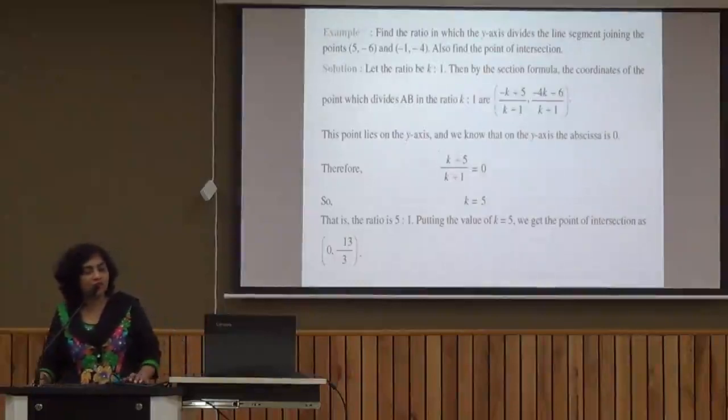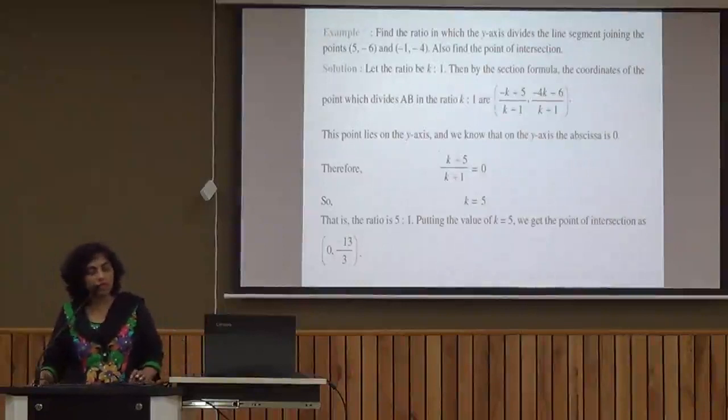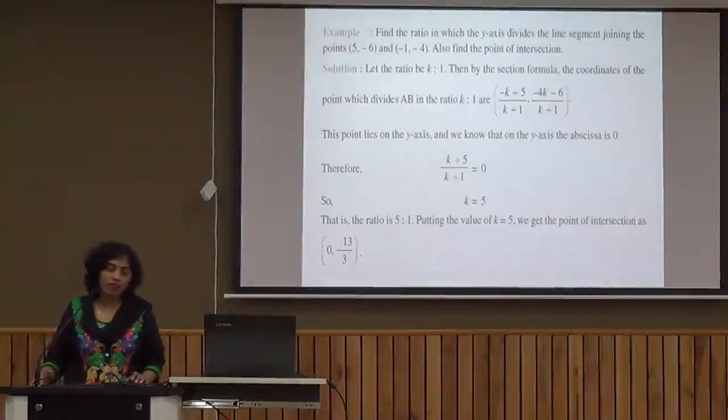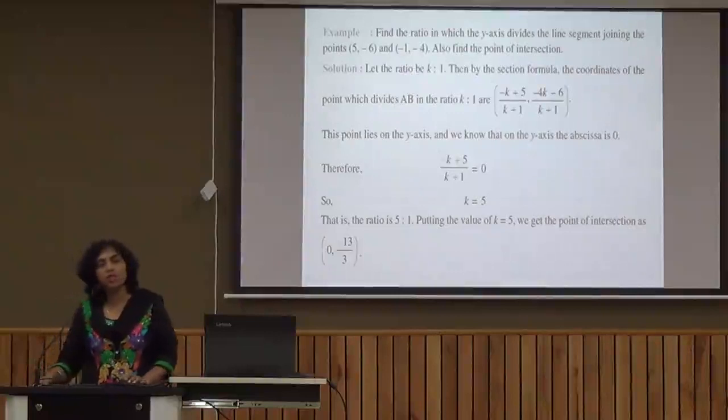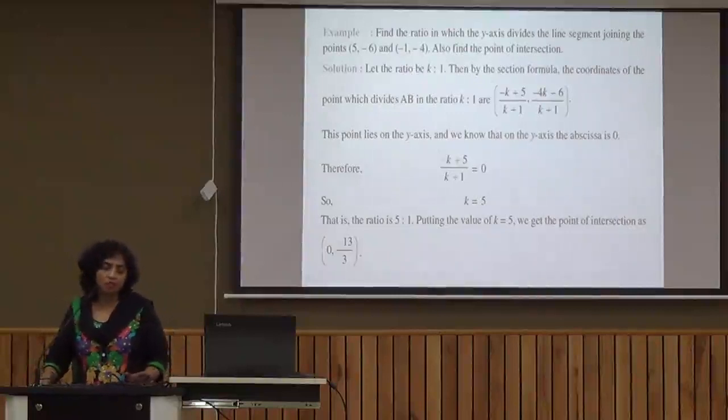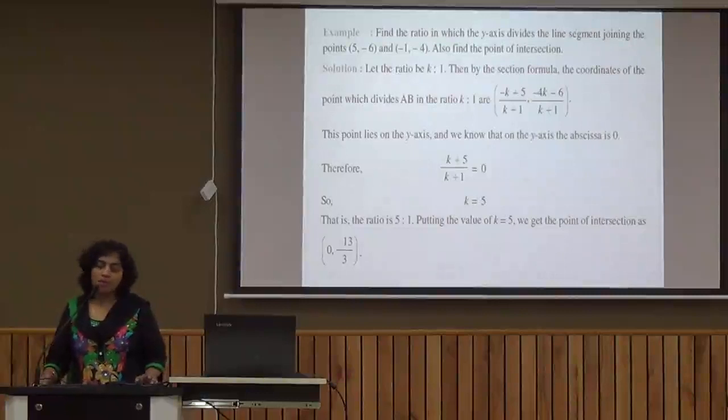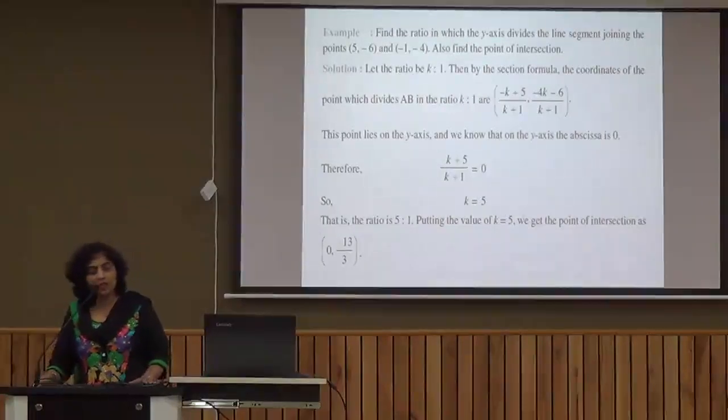Now let's take an example to find the ratio when we know the coordinates. Find the ratio in which the y-axis divides the line segment joining the points 5, minus 6 and minus 1, minus 4. Also find the point of intersection. So we take the ratio k is to 1 instead of m1 is to m2, so that we have only one variable k. Now using the section formula, we get the coordinates as minus k plus 5 upon k plus 1 as x coordinate, minus 4k minus 6 upon k plus 1 as y coordinate.